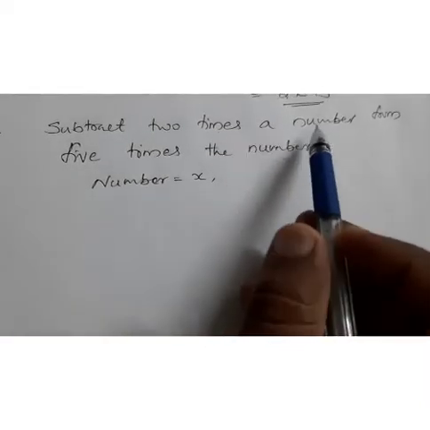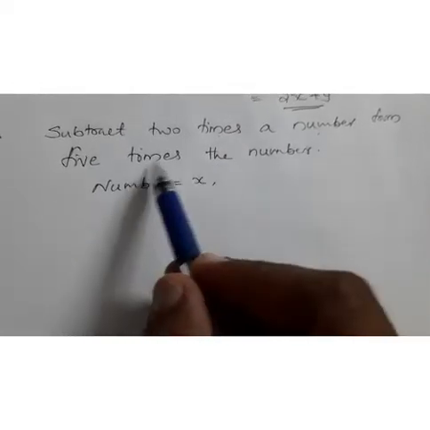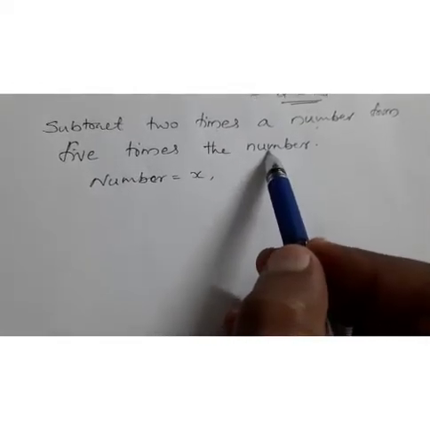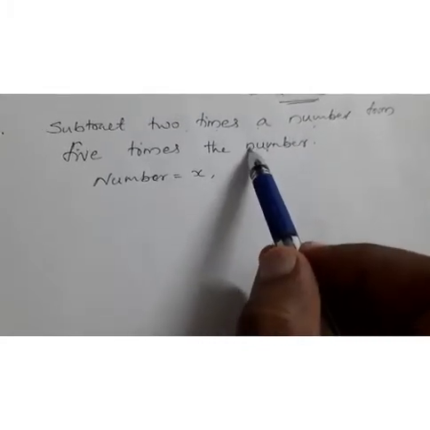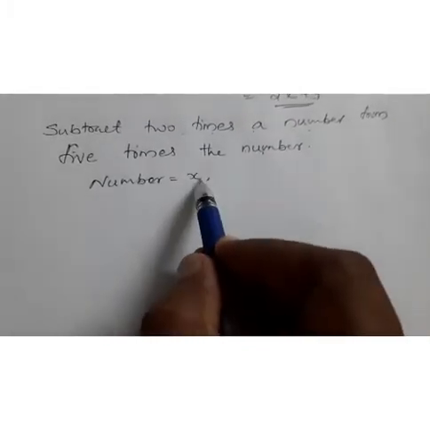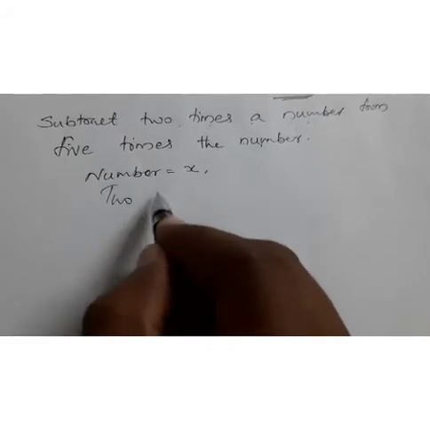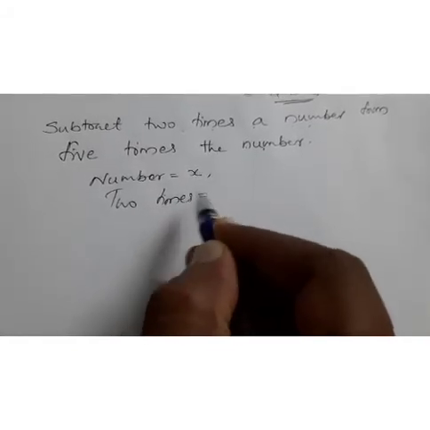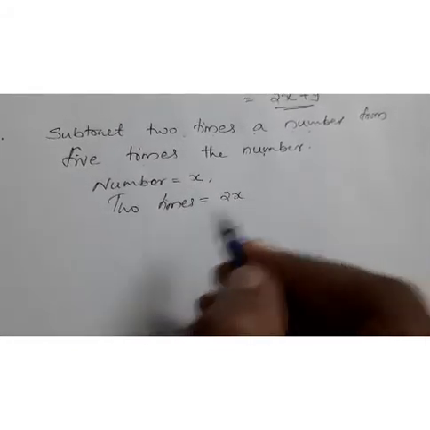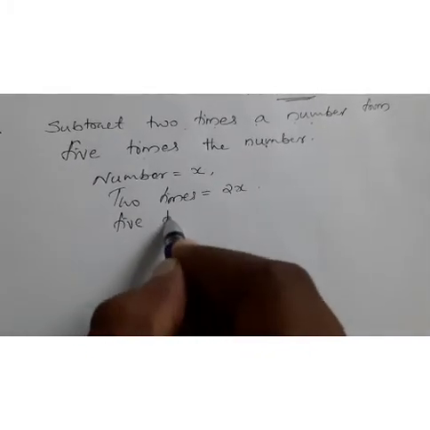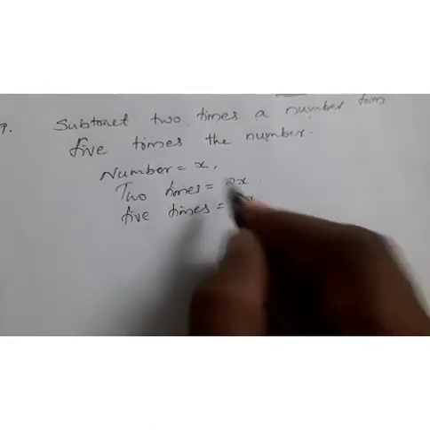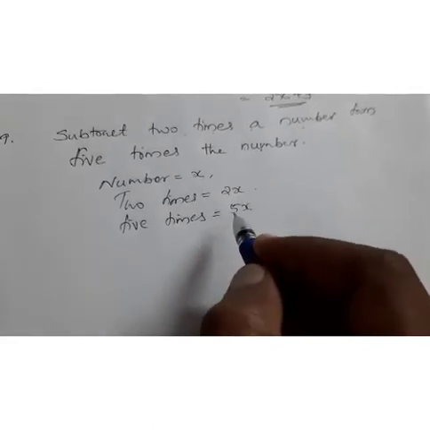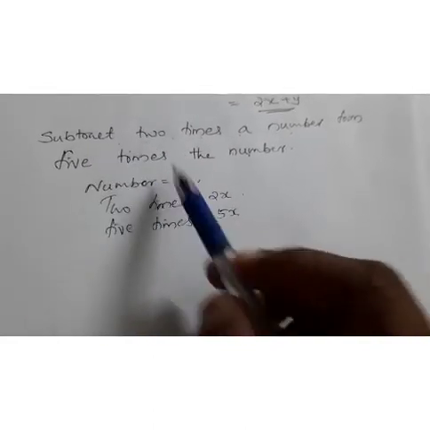Subtract 2 times a number from 5 times a number. Take the number as x. 2 times the number means how much? Take the double of this, 2x. 5 times the number means 5 times x. Then what do you do? Subtract these two.